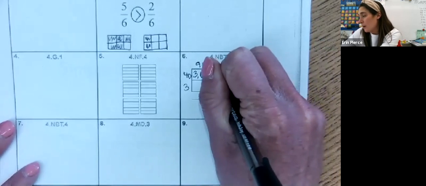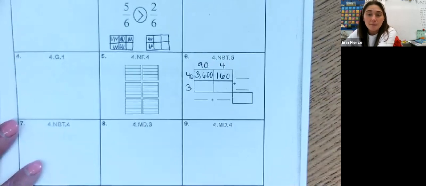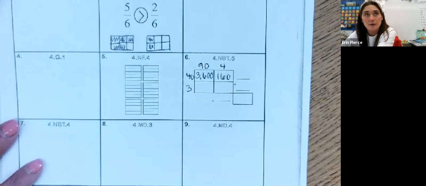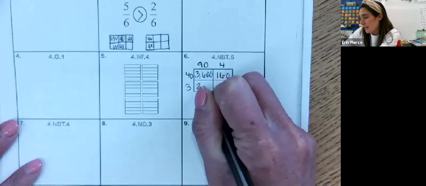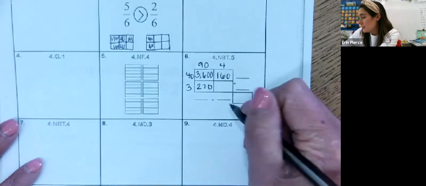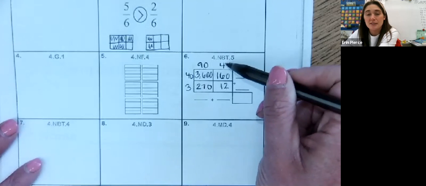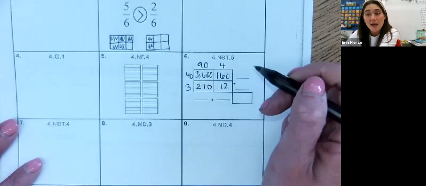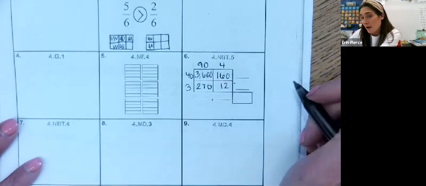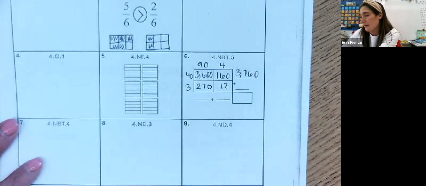And we have 160. 90 times 3, well, 9 times 3, okay. 90 times 3, 270. And 3 times 4 is 12. Then I just add across. We have 3,600 plus 160, and I get a sum of 3,760. My next one is 270 plus 12.